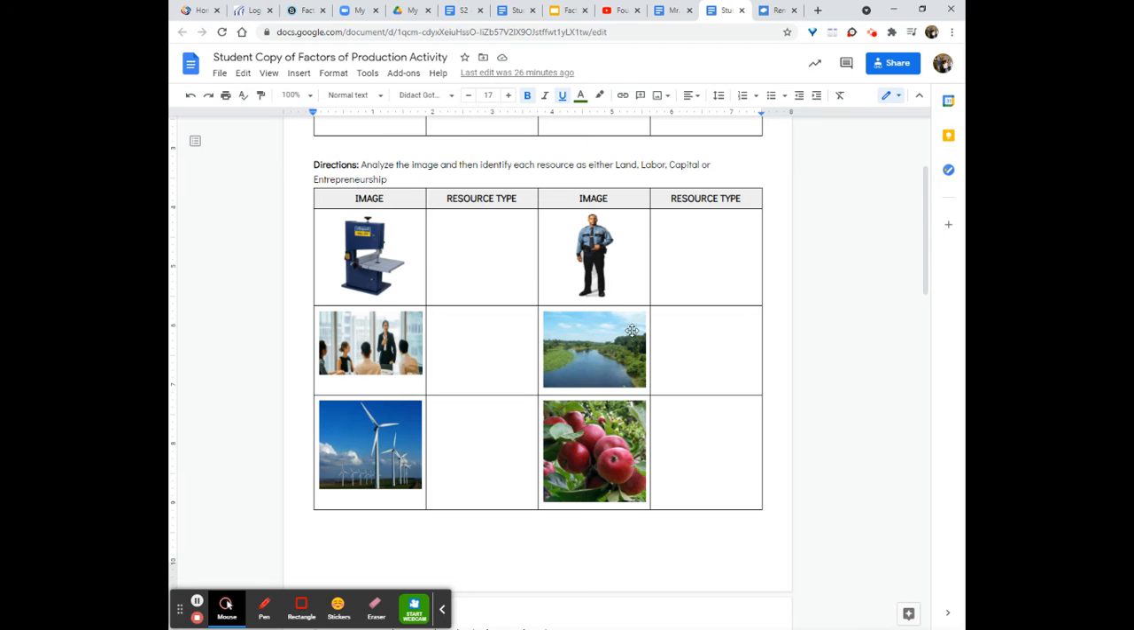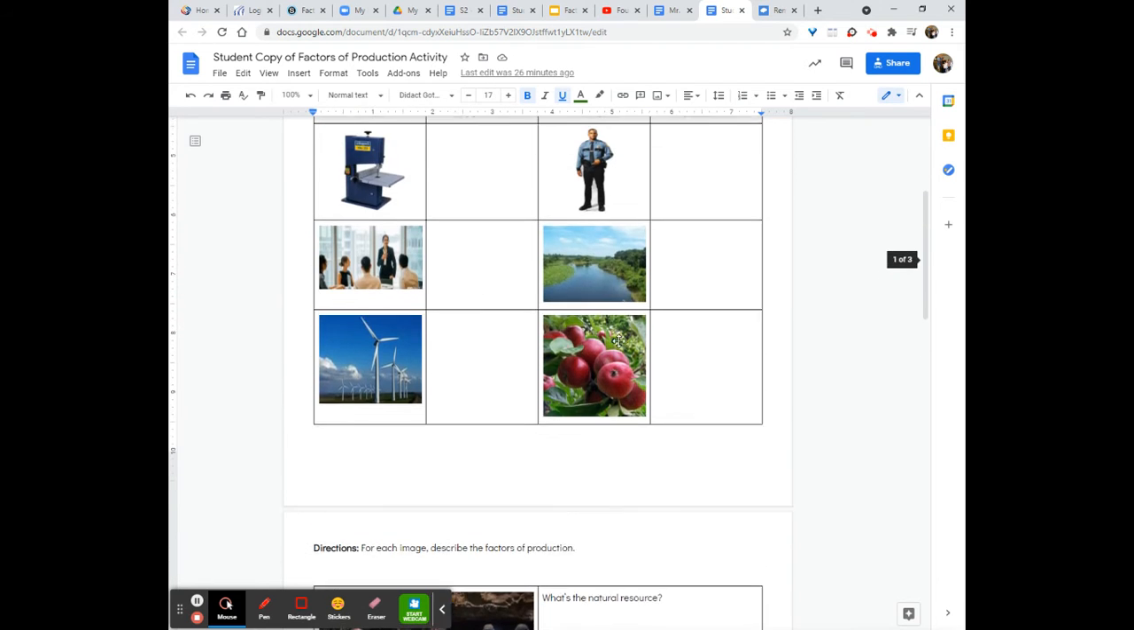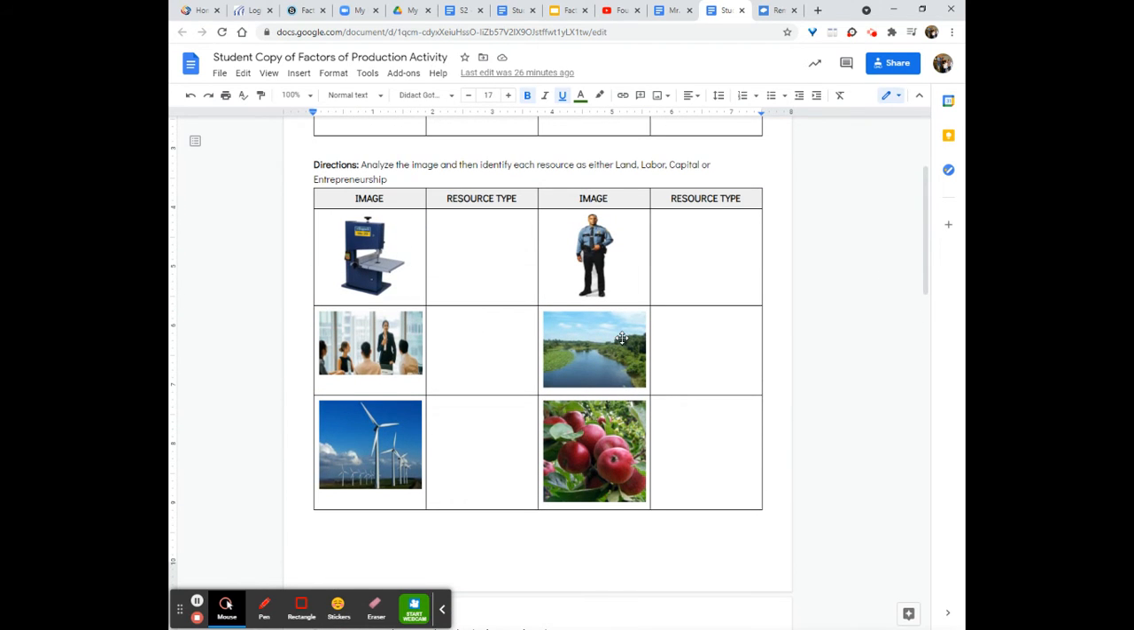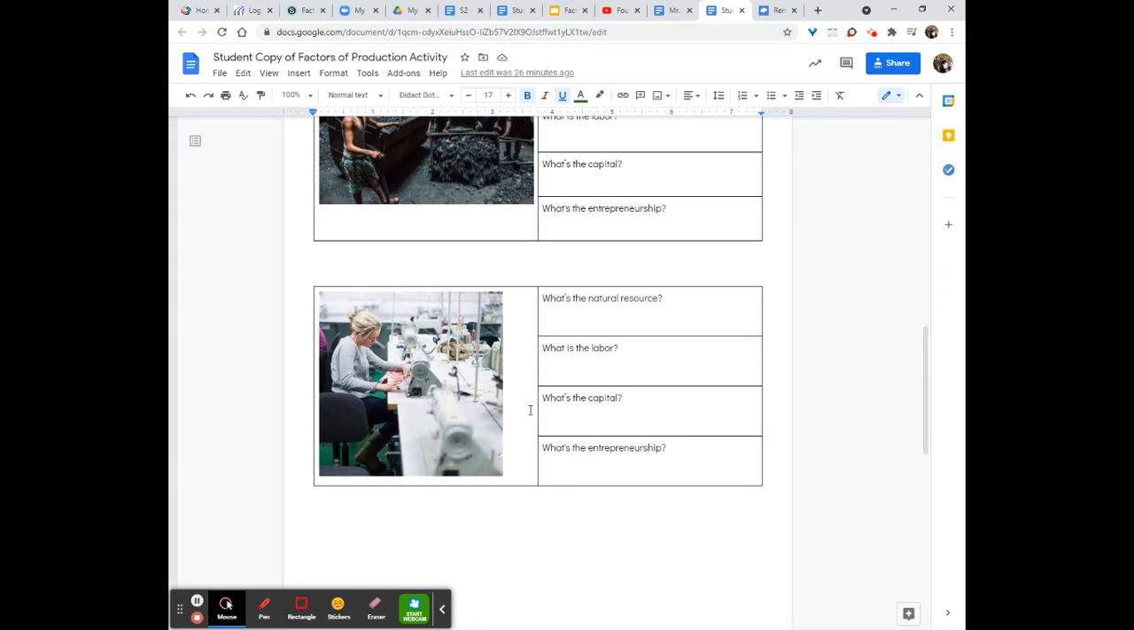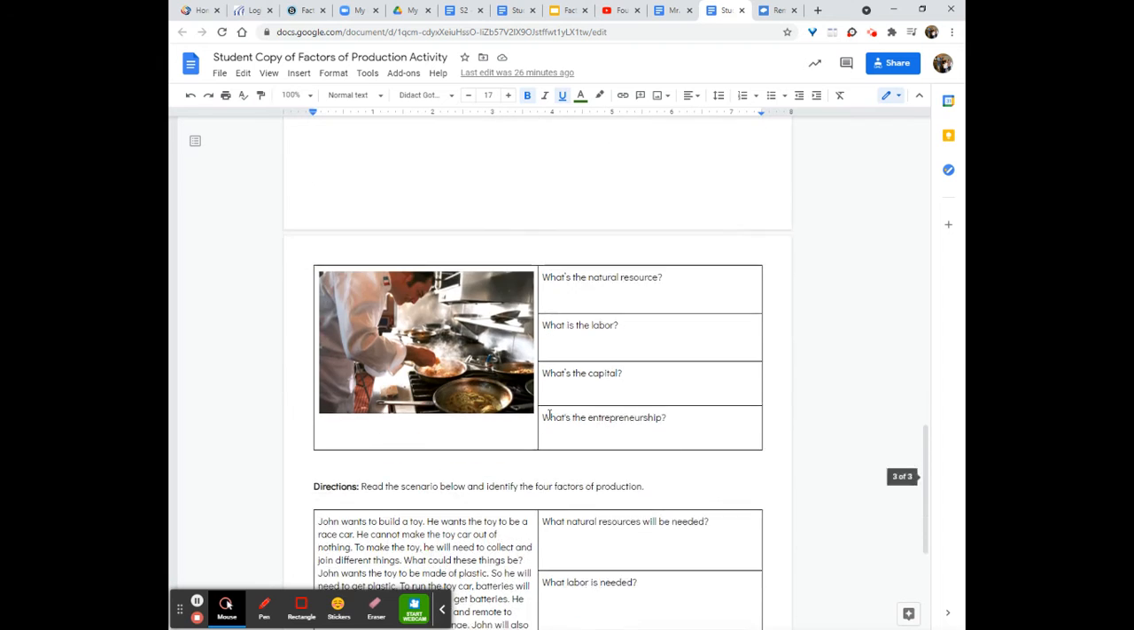Here, you're going to match the image to the resource type. And just because it looks like one thing doesn't mean it can't be more than one thing. I'm looking for the way you're looking at it, all right? And I'll show you what I mean in a minute. You've got an image here. It's asking what the resource is, the labor, the capital, the entrepreneurship. Again, here, you're just going to fill this stuff out.